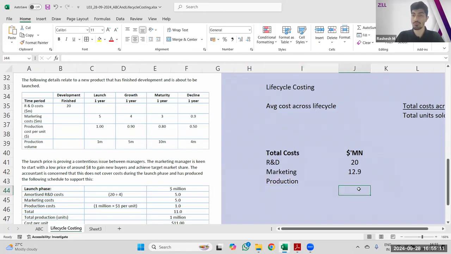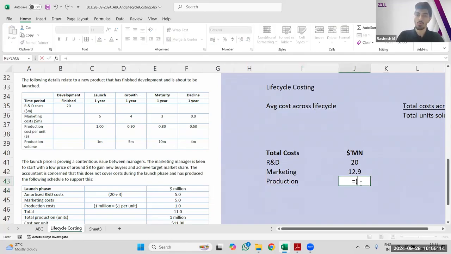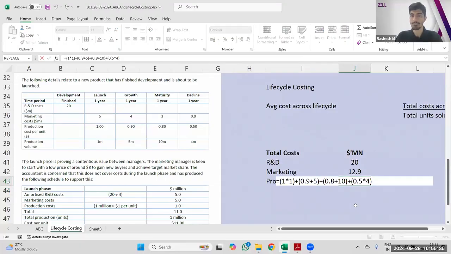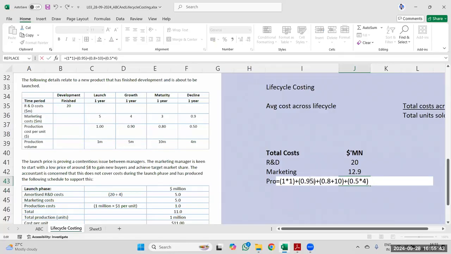Again, we'll have to do a little bit of working. So $1 per unit for 1 million units, then 0.9 for a further 5 million units, then 0.8 for a further 10 million units, and 0.5 for a further 4 million units. Sir, you have put plus 0.9 into 5, 0.8 into 10. Fair, my bad.